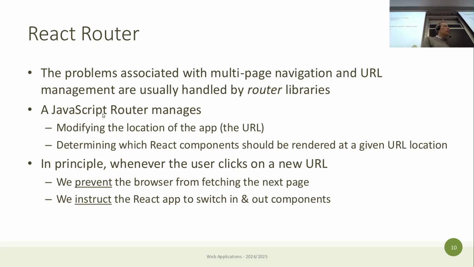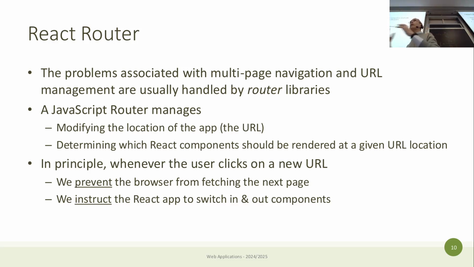Well, we need to handle these URLs, and we will use a library. The library has to do 2 things. Modify the URL accordingly, so we want to move to another URL. We need to tell the library to move to this other URL. We cannot just use the JavaScript API like document.location = 2, because the browser will reload the application.